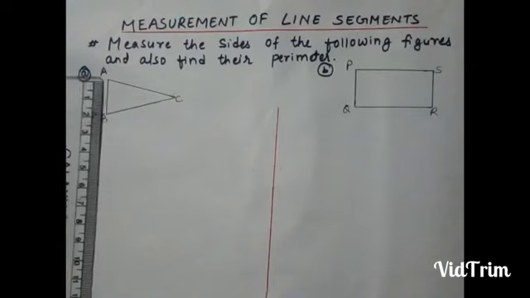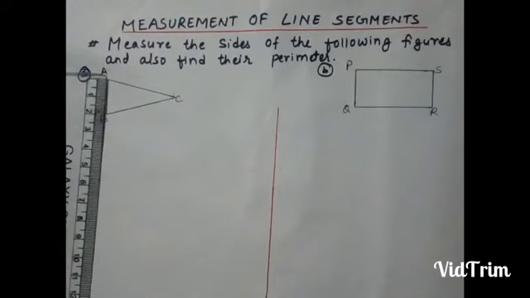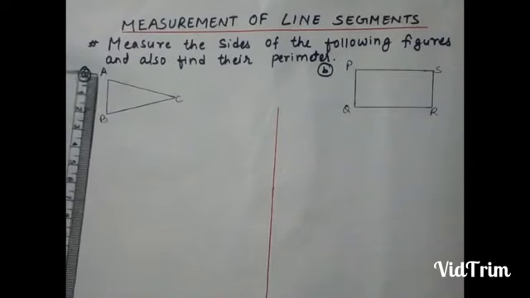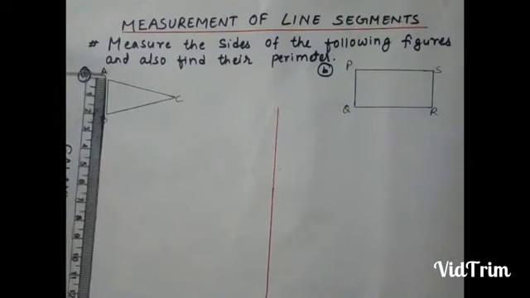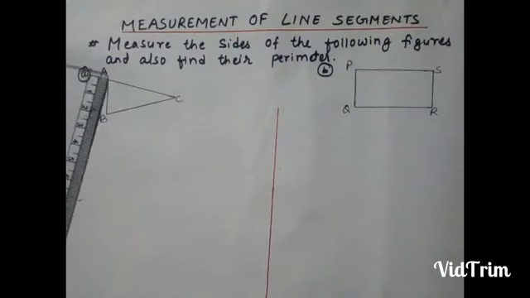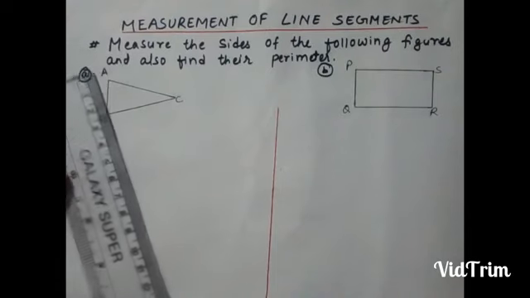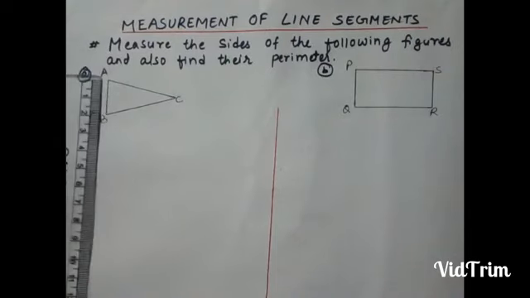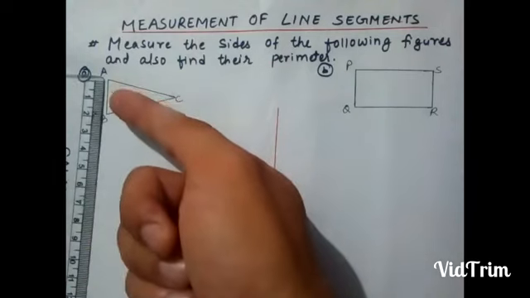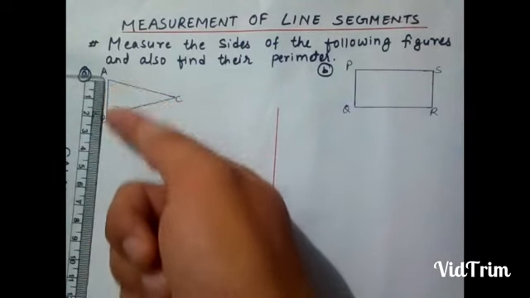So students, as I have already told you how to measure the length of line segments, here I have kept my ruler parallel to AB. Look at, I have kept parallel to AB. You are not supposed to keep like this. Here you have to just keep your ruler parallel to AB.